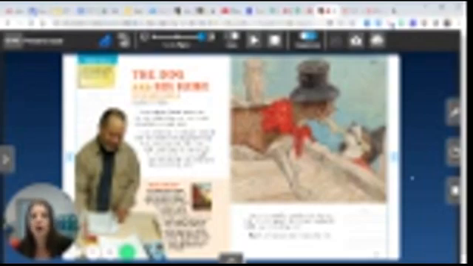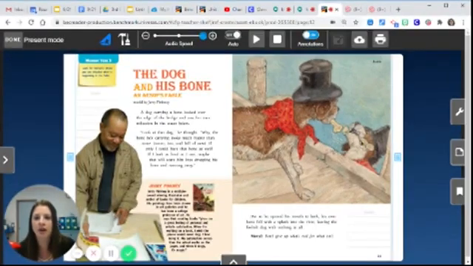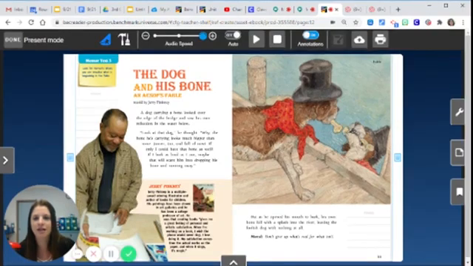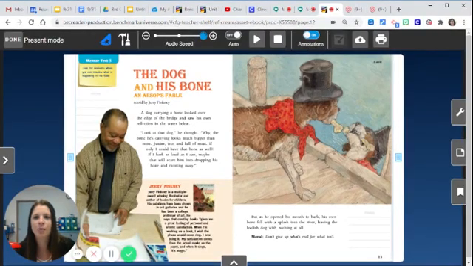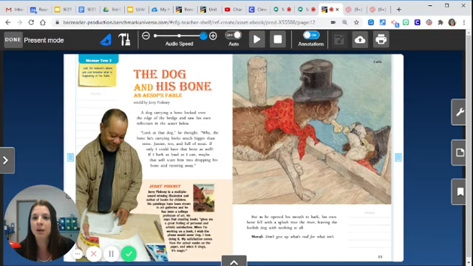A dog carrying a bone looked over the edge of the bridge and saw his own reflection in the water below. Look at that dog, he thought. Why, the bone he's carrying looks much bigger than mine, juicier too, and full of meat. If only I could have that bone as well. If I bark as loud as I can, maybe that will scare him into dropping his bone and running away.